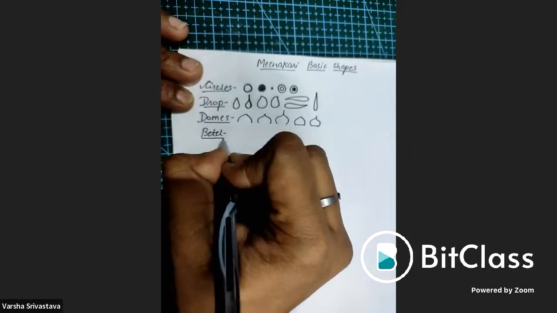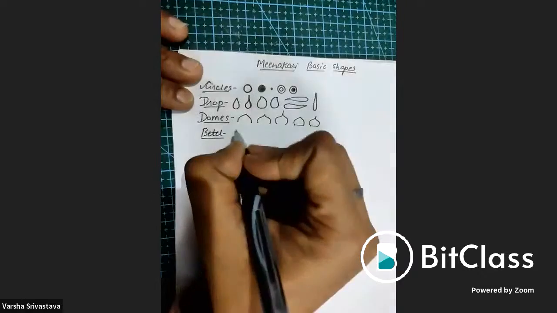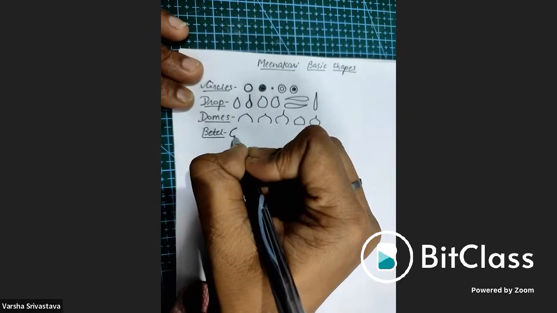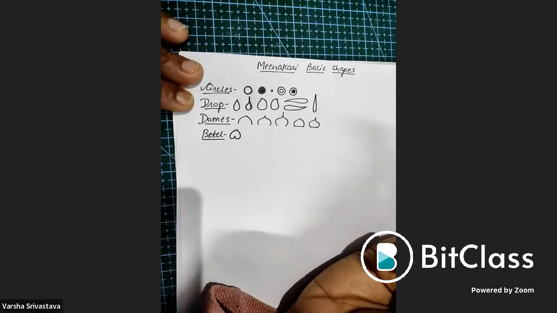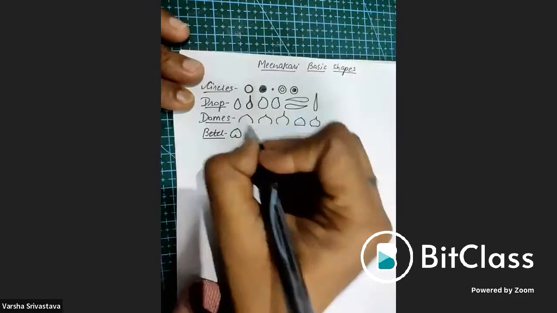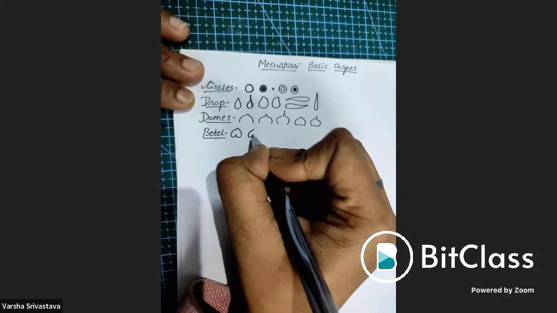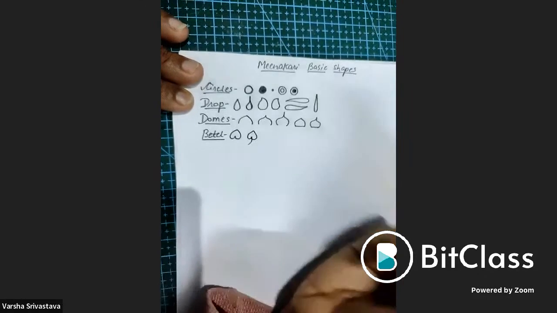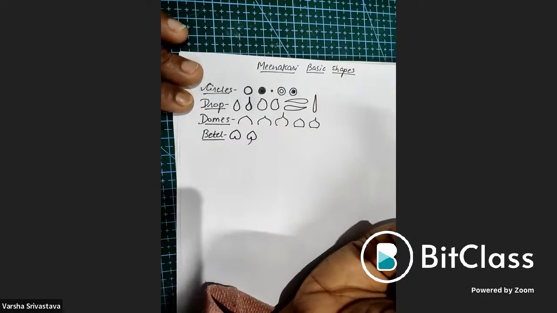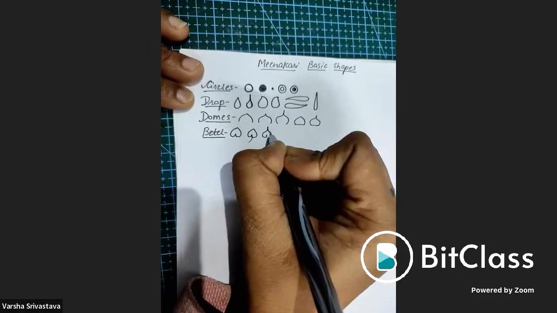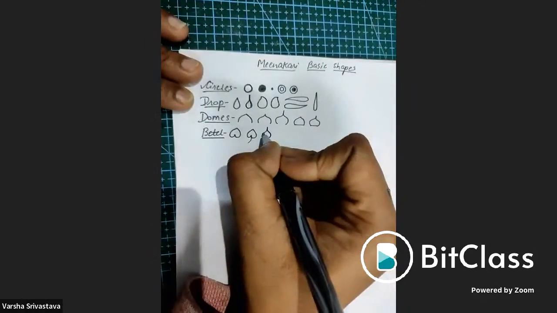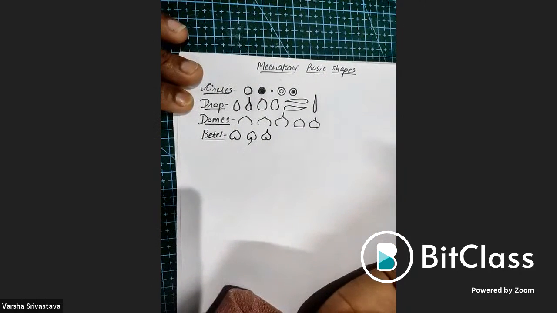Beetle is the pan shape. Okay. So I am making the beetle like this. First one. And then I'm making the first one again, and I'm making a line like this. So you can add on the line like this as well. After this, I'm making the pointed beetle like this. This is the pointed one.